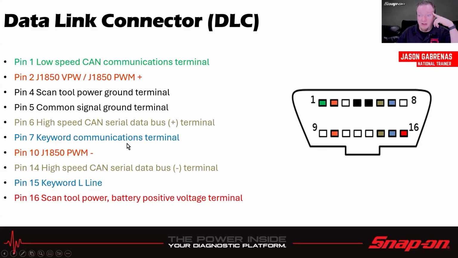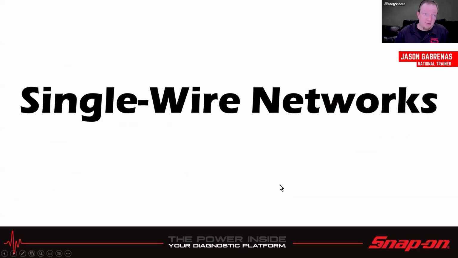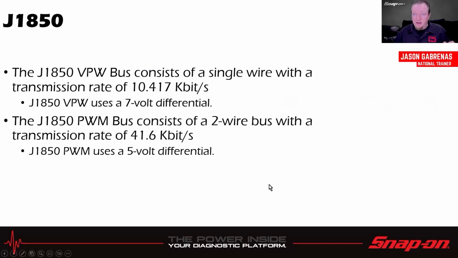And then pin 7 is K-line for keyword. And then pin 15 is L-line if they have one to match. Some manufacturers do both. Some manufacturers just do the K-line. So you would be able to test it here. And you see there's a fair number of free terminals. Pins 3 and 11 would be another common one that gets used in there. Some manufacturers fill up the whole thing with network terminations. So our low-speed single-wire and low-speed dual-wire networks here.